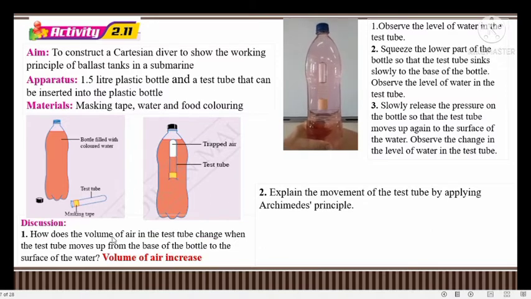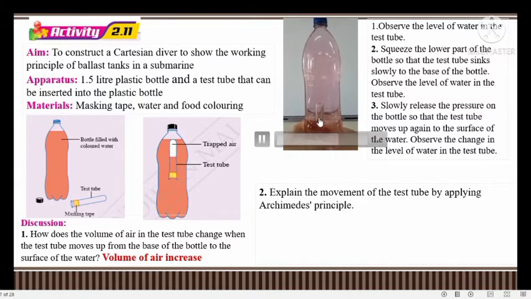Discussion. How does the volume of air in the test tube change when the test tube moves up from the base of the bottle to the surface of water? Volume of air increases. So you can see when it moves up, the level of water becomes shorter. This means the volume of air inside will increase, thus increasing the buoyant force.